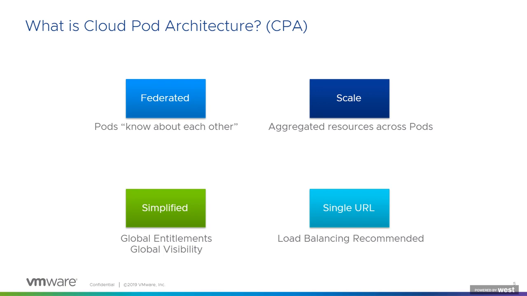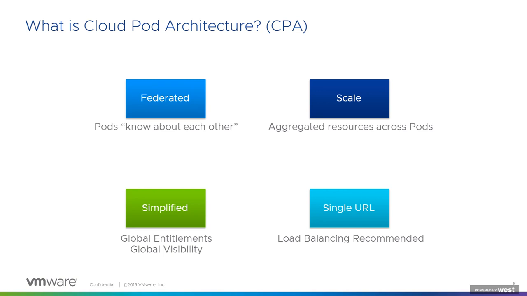And the fourth concept here is really around a single URL. When you use a load balancing technology across the different pods, you can actually have a single URL for your end users to log into. So in the event that one site or one pod is down, the end user doesn't have to go to a separate URL. They can simply go back to the existing URL and be able to log in to a DR or secondary.